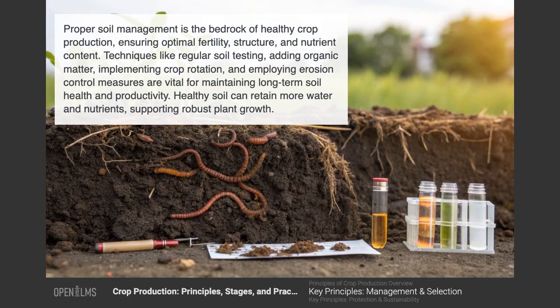Proper soil management is the bedrock of healthy crop production, ensuring optimal fertility, structure, and nutrient content. Techniques like regular soil testing, adding organic matter, implementing crop rotation, and employing erosion control measures are vital for maintaining long-term soil health and productivity. Healthy soil can retain more water and nutrients, supporting robust plant growth.